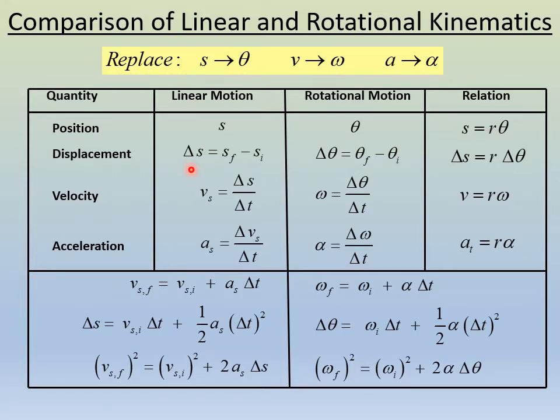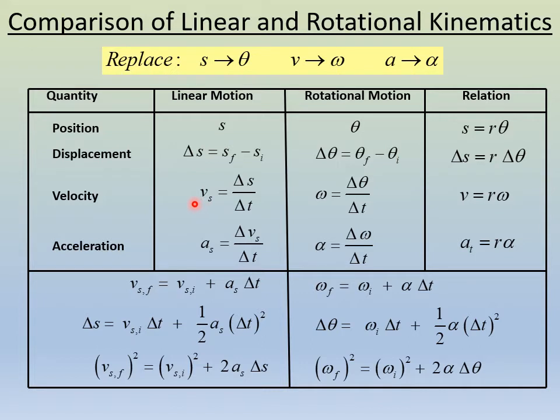For a displacement, we saw that a displacement is equal to final position minus initial position. Well, the same thing goes for rotational motion. All we do is replace the s here with theta. So wherever we see an s over here, we put a theta in over here. So a rotational displacement is just the final angle minus the initial angle.